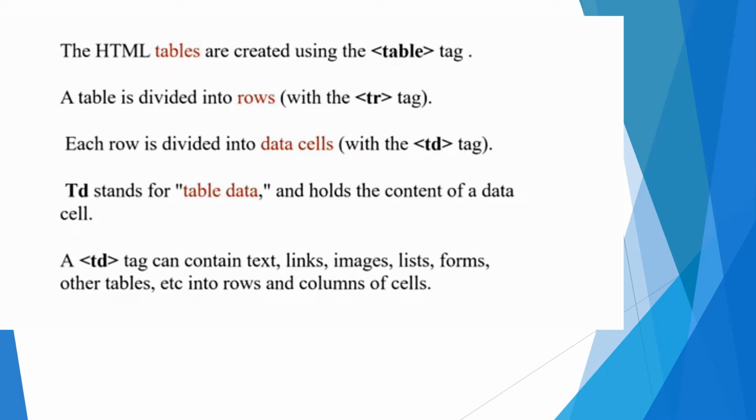What content we want to display in the table cells or columns, we will insert into this td tag. The td tag may contain lists, links, text formatting, or images. In some situations, there may be other tables inside the table, which are in the form of rows and columns.